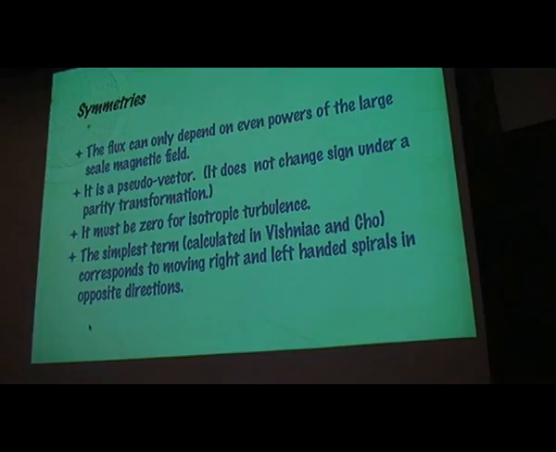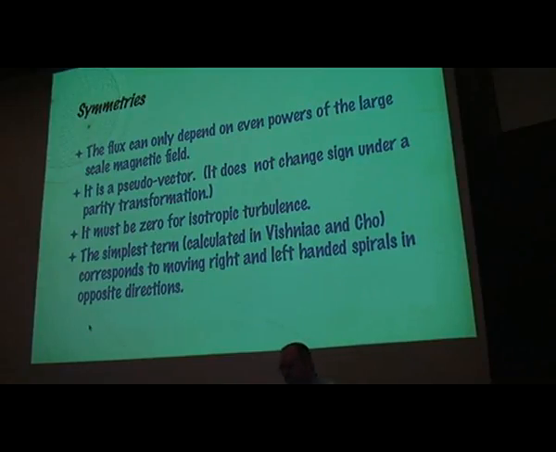Okay, so that's one point. Second point is, if you do a complete parity transformation, it shouldn't change sign there either. It's got even powers of distance built into it. So it actually should be robust even under conditions that a normal dynamo you get by imposing kinetic helicity shouldn't work. Of course, it's got to be 0 for isotropic turbulence. It doesn't know what direction to go in that case.